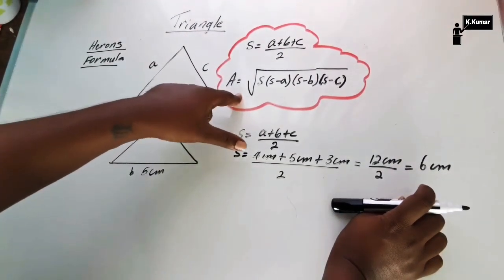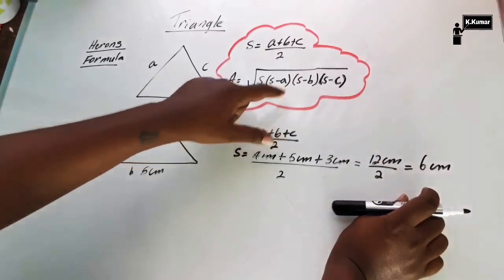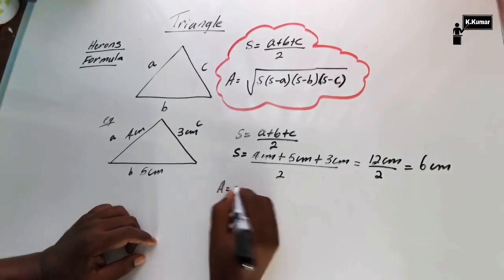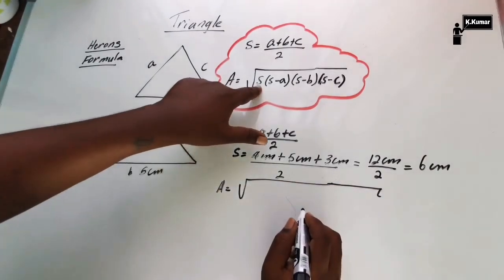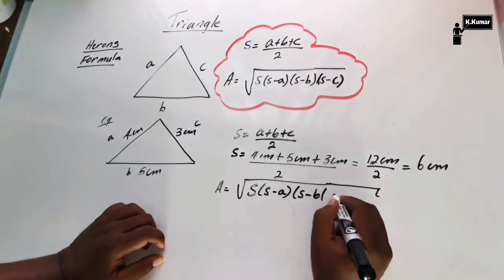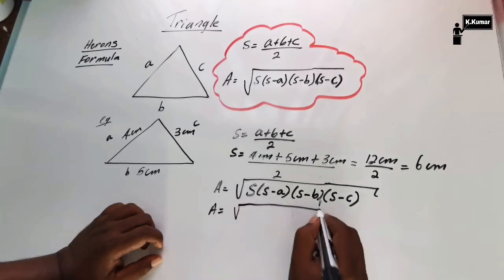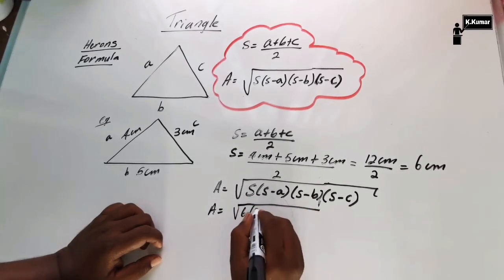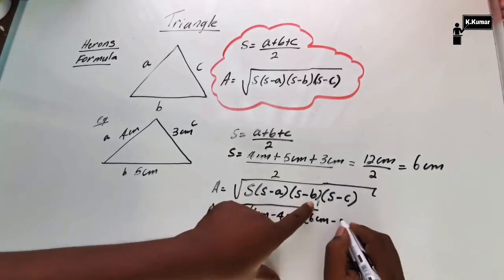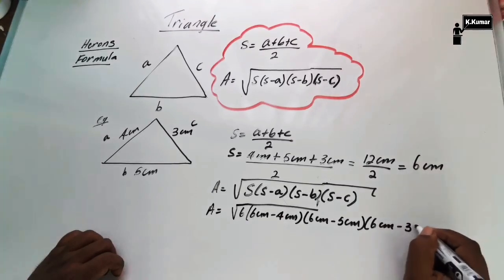Now when you look at the square root part of it, there is S throughout this formula. So wherever S is, we're going to substitute 6. And where A is, we're going to substitute the length of A, B the length of B, and C the length of C. So let's go and finish off that part. A is equal to the square root of S into (S minus A), (S minus B), (S minus C). A is equal to the square root of, S is 6, open bracket, 6 cm minus 4 cm, 6 cm minus B, which is 5 cm, and 6 cm minus C, which is 3 cm.